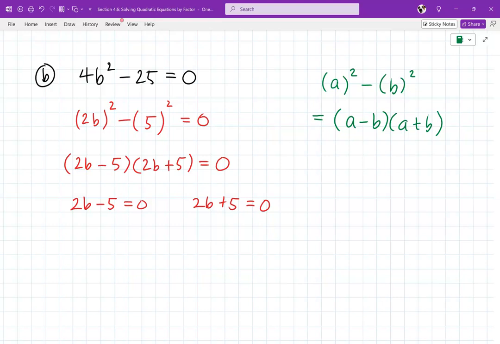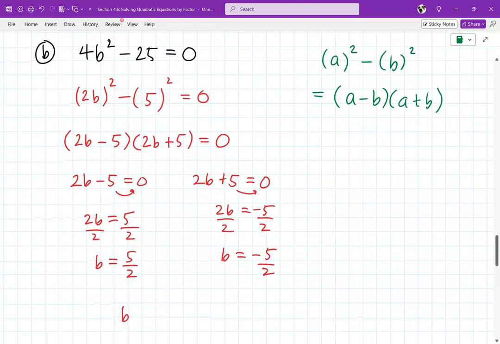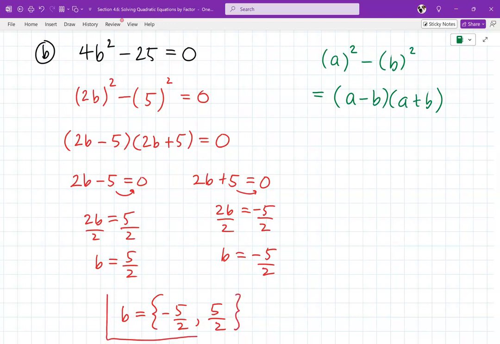Okay? Now if I solve the left side, I get 2b is equal to 5, and I'll divide both sides by 2. So b is equal to 5 halves. I'll do the same with the other side. I'll move that 5 over, so I get 2b equals negative 5. And if I divide everything by 2, I get that b is negative 5 halves. So my 2 answers are negative 5 halves and a positive 5 halves, right? So let me write that down right here. B is negative 5 over 2 and a positive 5 over 2. If you want to put plus or minus 5 over 2, that's fine. But I'm just going to leave it as 2 separate answers.